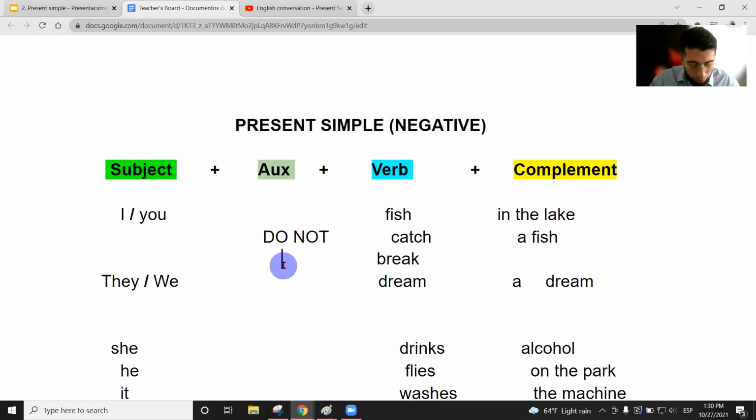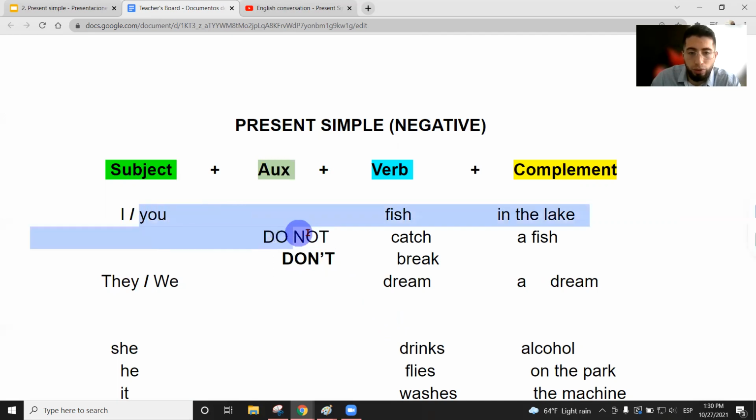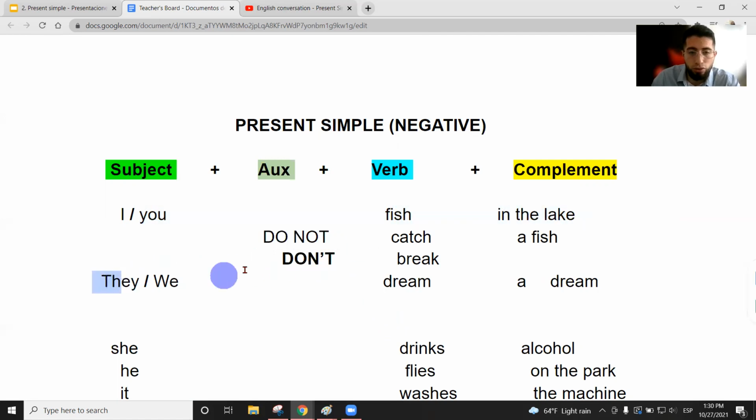And now, y también podemos decir, the one I show you, la que les mostré hace un instante, ¿vale? That is in this way, que es de esta manera. Don't, right? Y acá hay otros verbos, chicos. Variety of verbs, muchos verbos, ¿vale? Entonces tenemos, you do not fish in the lake. Como que tú no pescas en el lago, right? Or they, ellos, don't catch a fish. Como ellos no atrapan un pez.